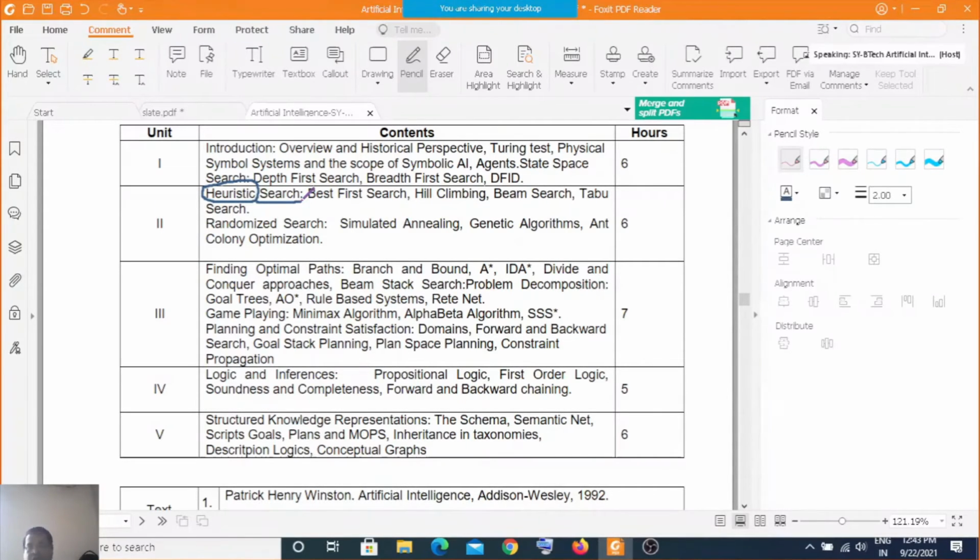In the next lecture we will go through the algorithm-based searches: first search, hill climbing, beam search, and tabu search. Then we will see what randomized search is, and how randomized search or randomized algorithms are different from heuristic. Then we will go with simulated annealing, genetic algorithms, and ant colony optimization. With this, I am stopping today's lecture.